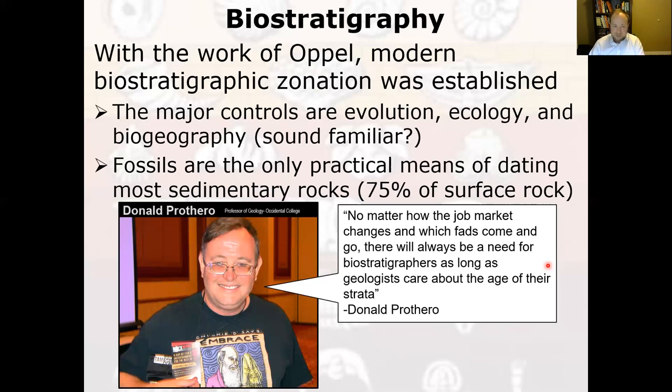This is the guy that literally wrote our paleo book, pretty cool dude with his Darwin shirt. He says, again, no matter how the job market changes, which fads come and go, there's always going to be a need for biostratigraphers as long as geologists care about the age of their strata. And for a lot of purposes, maybe the age of the strata doesn't matter all that much, but it's very important in a lot of cases to know what you're looking at.